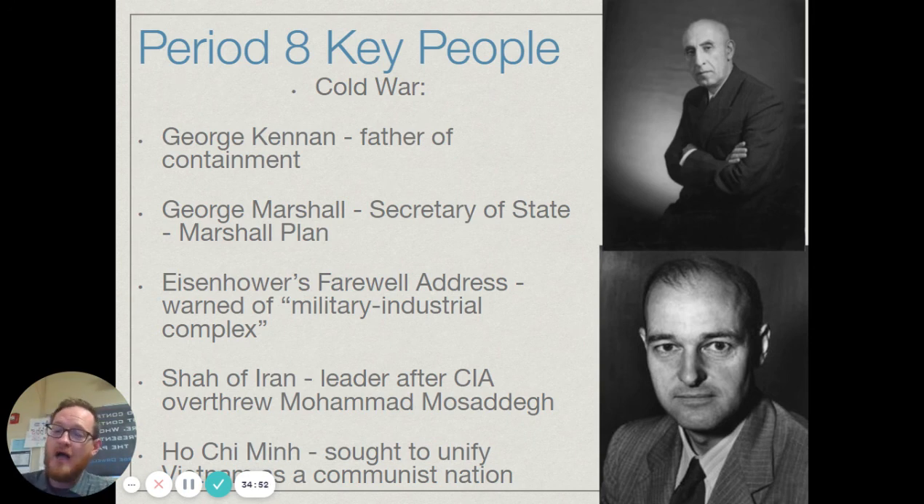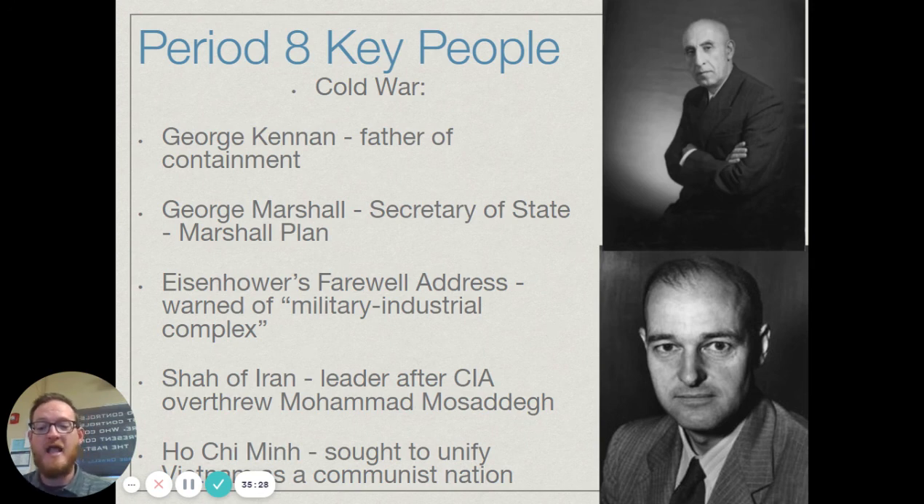Eisenhower, again, a general during World War II, would give his farewell address where he warns of the military-industrial complex. The Shah of Iran, again, this is going to be important. He would be the leader after the CIA had overthrown the leader that was already in place in Iran. Now, Iran would have a government that was very, very friendly to Western governments. And then later, in the 70s, that government would be overthrown by people that were much more fundamentalist and much more restrictive than the Western government had been.